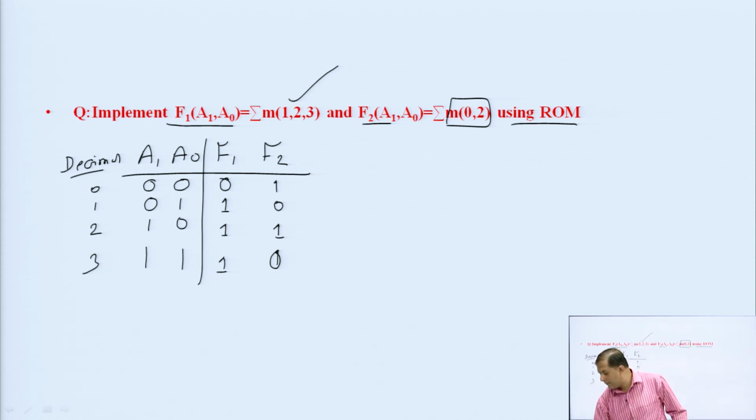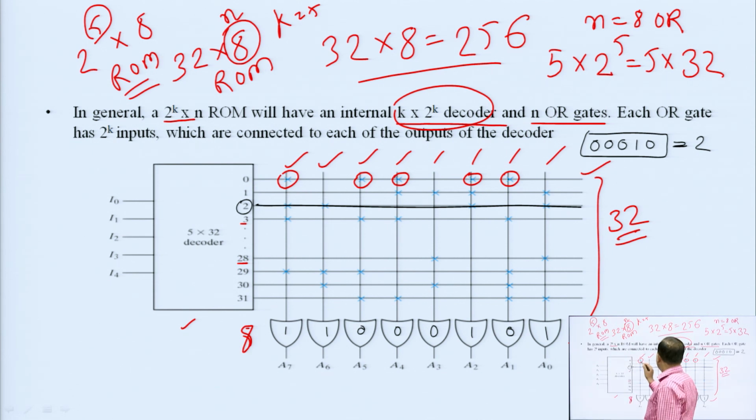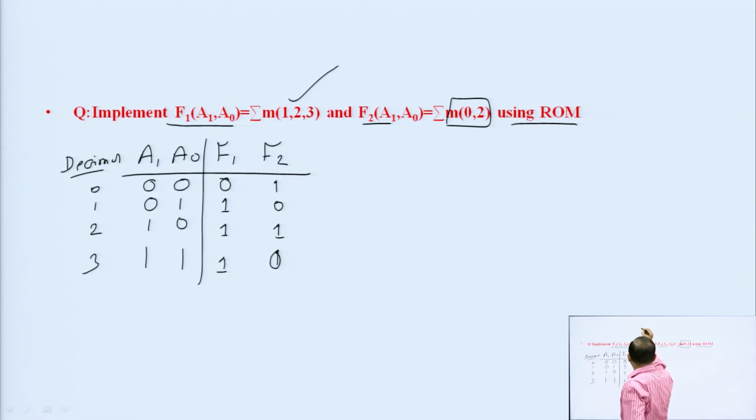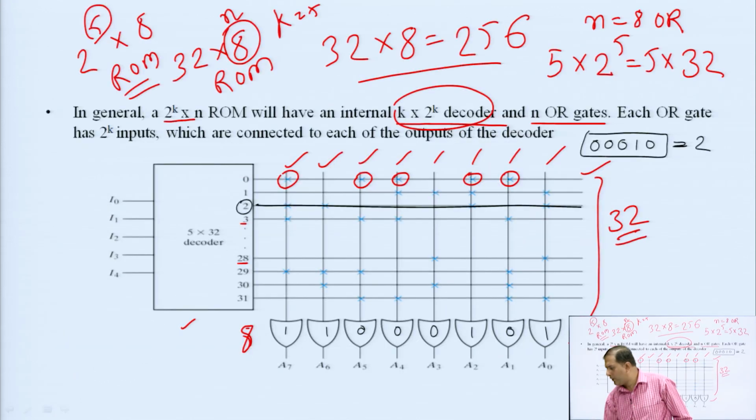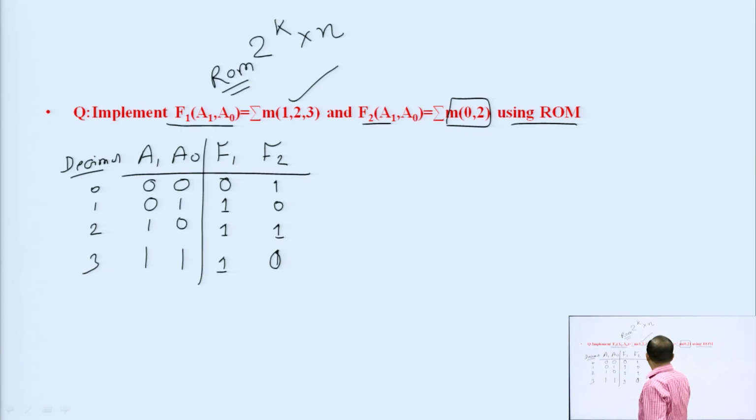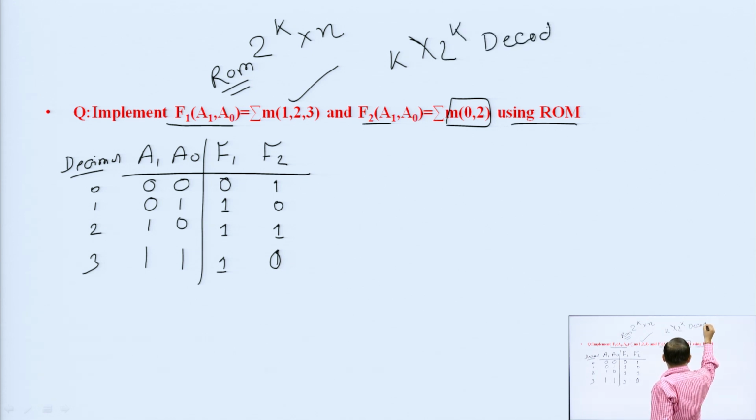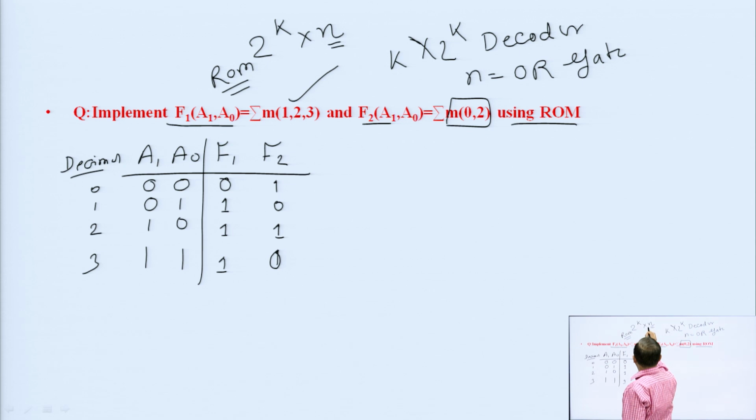The ROM size is 2 to the power k cross n. For this ROM, how many decoders and OR gates do we need? We need one k cross 2 to the power k decoder and n OR gates.